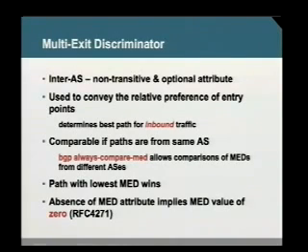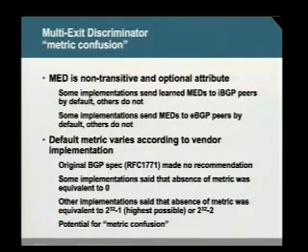Of course, people came along and said, hey, but we need to compare MEDs with paths from different ASs. So, well, in IOS, there's a knob that says always compare MED. So it will always compare the MED and ignore the AS path information. Lowest MED wins. Absence of MED attribute implies MED value of 0. RFC 4271 documents that. RFC 1771 said nothing. And that was the problem. We ended up with metric confusion. It's a non-transitive and optional attribute.